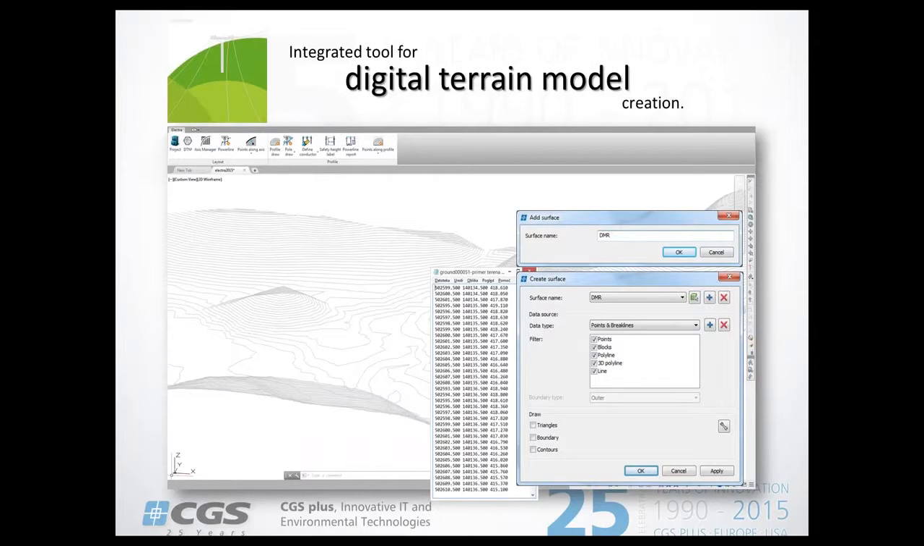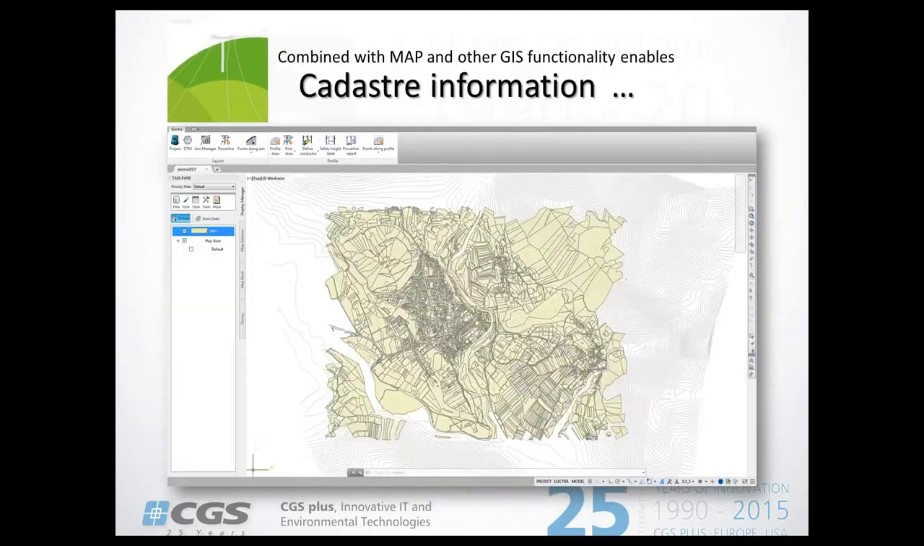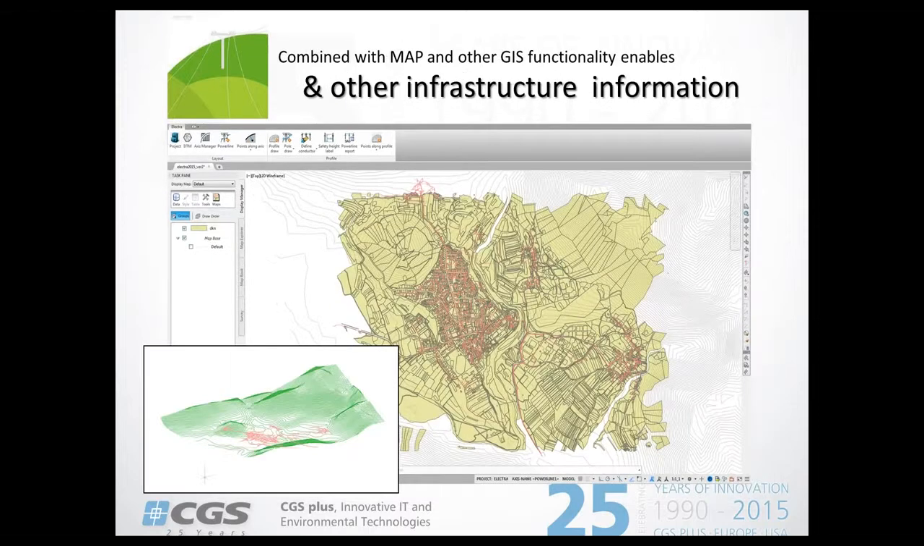As seen in the video, Electra has an integrated tool for digital terrain modeling. It is available for users running Electra on top of AutoCAD or BricsCAD, where there's no digital terrain feature or tool available, so Electra comes with it. In case of running on Map or with some other functionalities on top of CAD or BricsCAD, there's a possibility to add additional cadastral information, but also some additional infrastructure information.